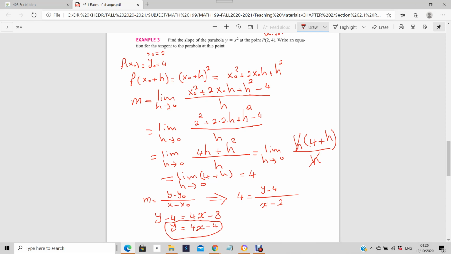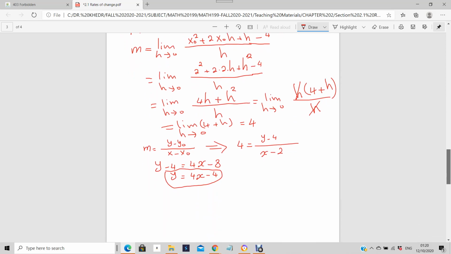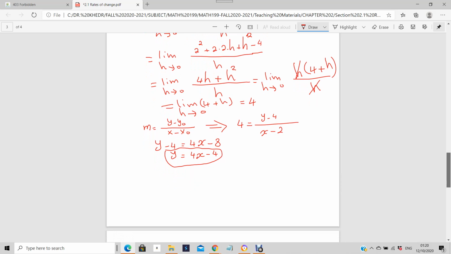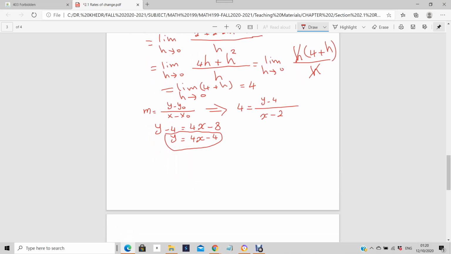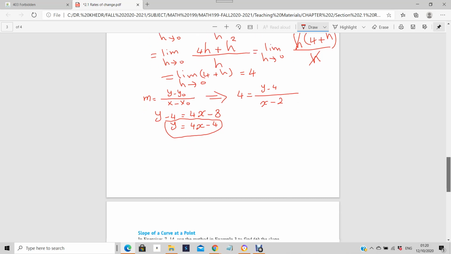So actually this is the average rate of change, 4 plus h, and if we consider the limit of this average rate of change as h goes to 0, then we can find the slope. Once we find the slope of the tangent line, we can find the equation of the tangent line. So we have to remember this equation, m equals y minus y0 over x minus x0.